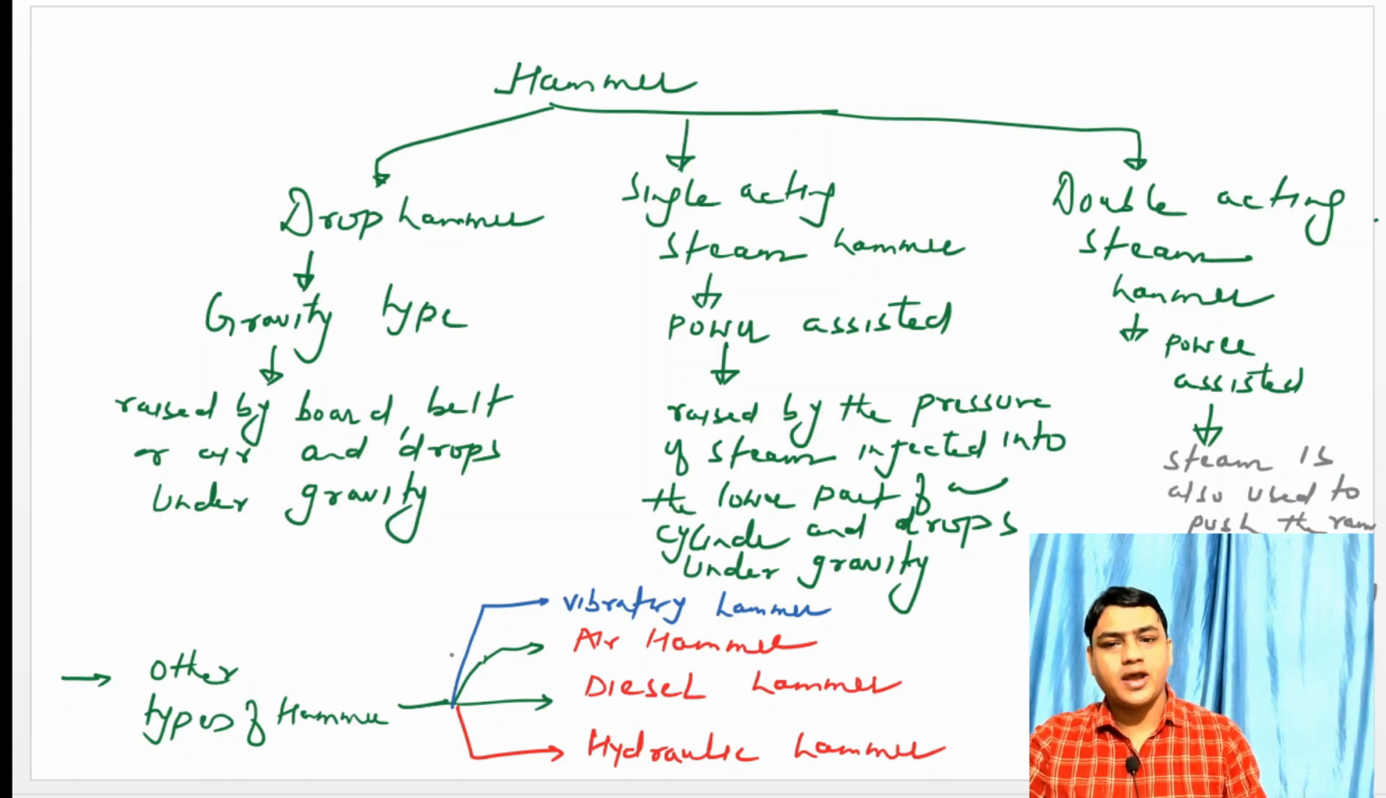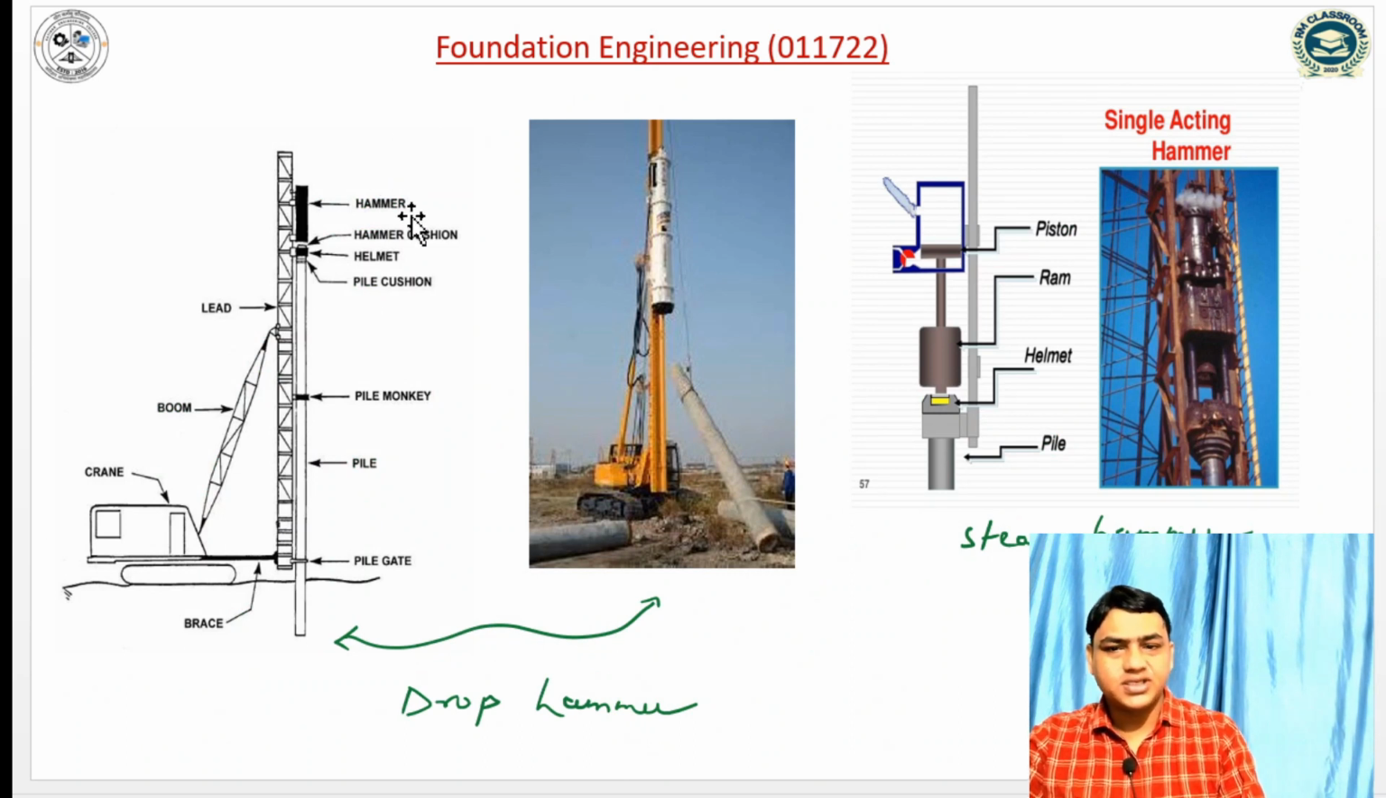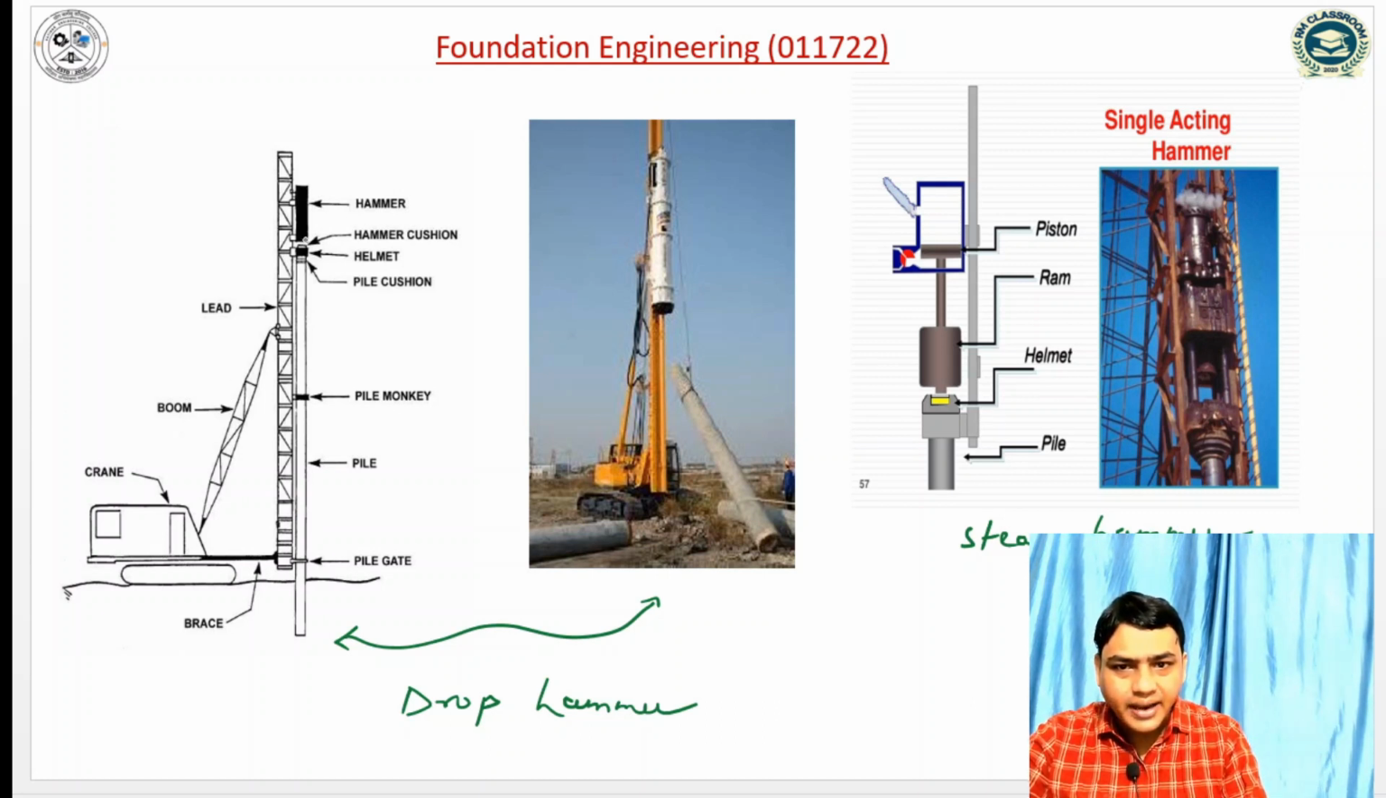Other types of hammer are the vibrating hammer, air hammer, diesel hammer and hydraulic hammer, which are also used, but the types discussed above are frequently used in the dynamic formula. So we can see that this is the drop hammer. This is the crane and this is the boom, this is the hammer and this is the part of the helmet. So this is the helmet cushion, helmet and pile cushion, and this is our pile.